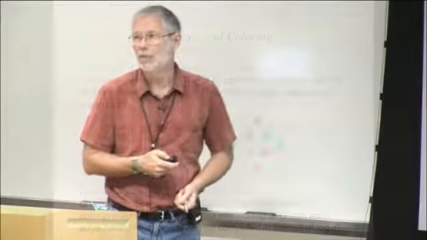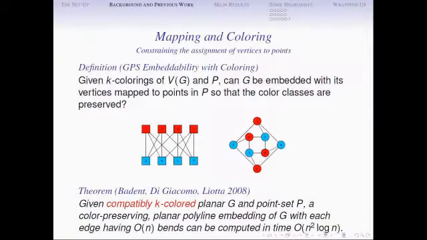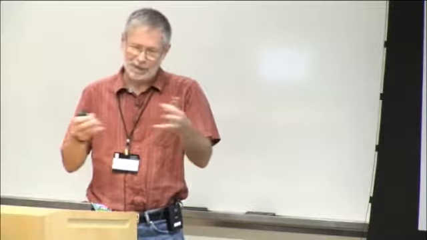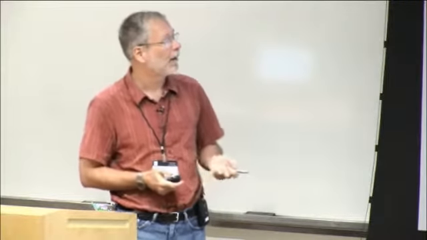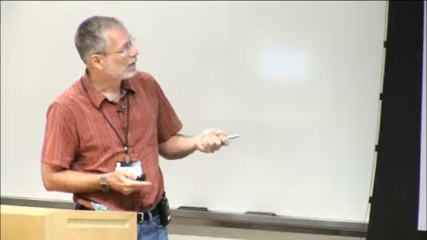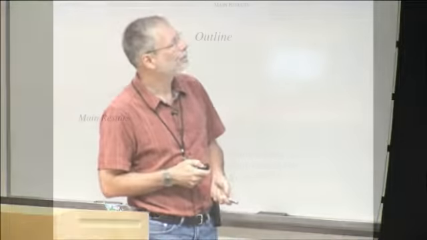Well, if you don't want to constrain your drawing too dramatically, you can instead color the vertices of the graph, and color the points in the point set, in a compatible way so that if you have 17 red vertices, you have 17 red points, so that at least you have a chance of respecting the coloring. Then ask if you can embed so that the color classes are preserved. A well-known result there: K-colored planar graphs. You can do this with a polyline embedding so that you don't have too many bends per edge. Okay? So that's some of the background.